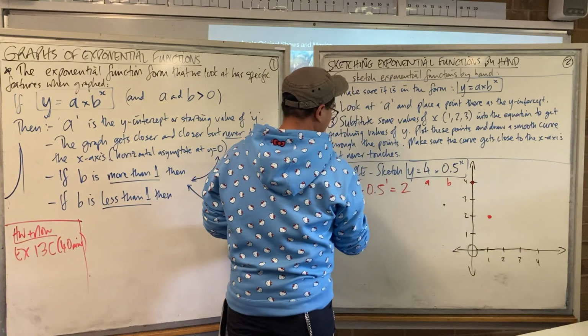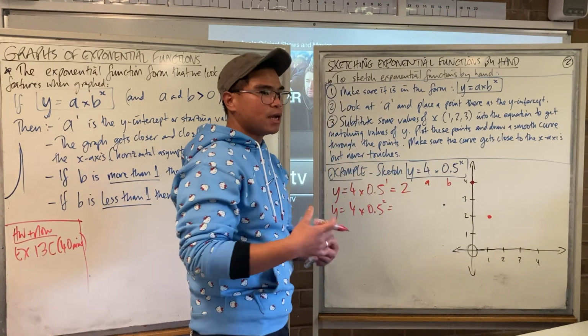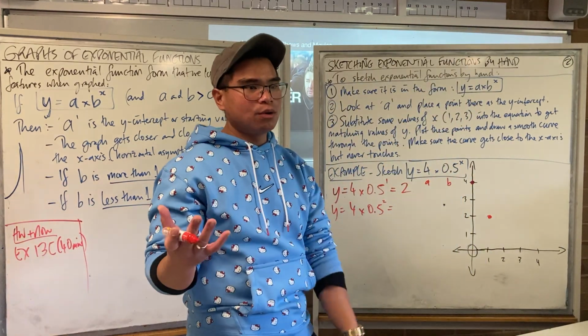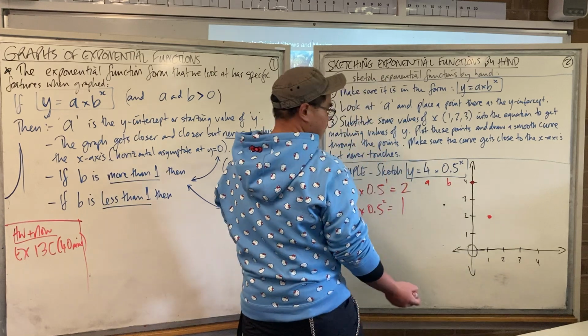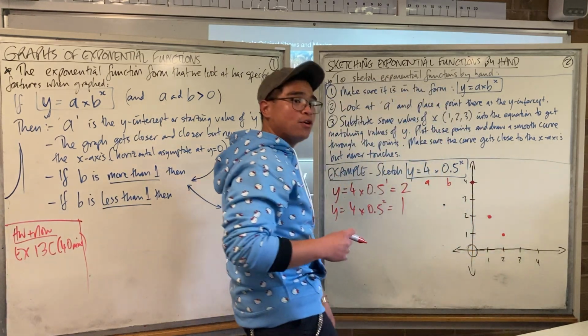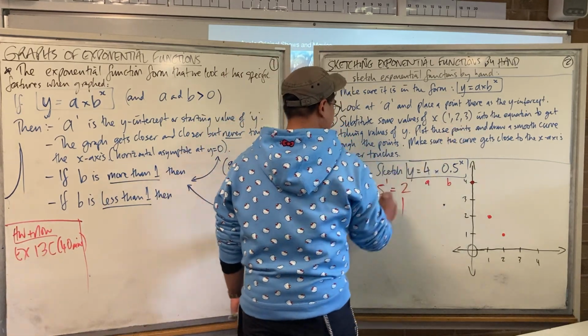So y is equal to 4 times by 0.5 squared. A half times by a half is a quarter, and a quarter times by 4. What is a quarter of 4? 1. So that's telling me when x is 2, y is going to be 1. Can you see a curve forming here? Yes.